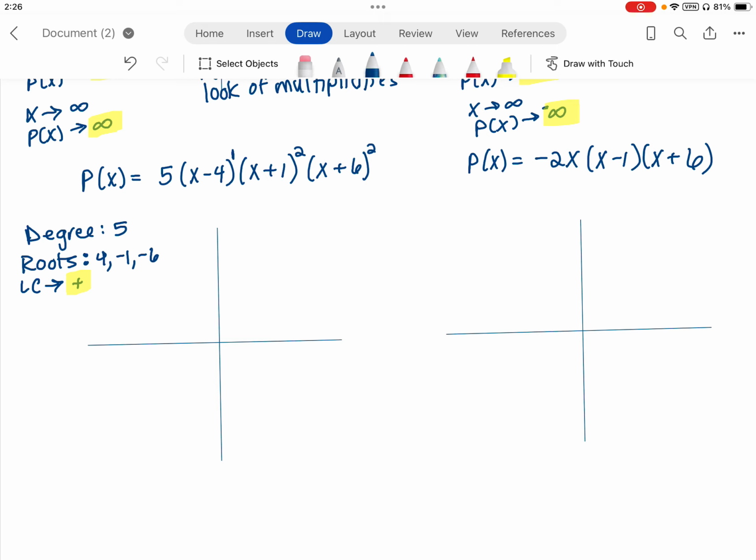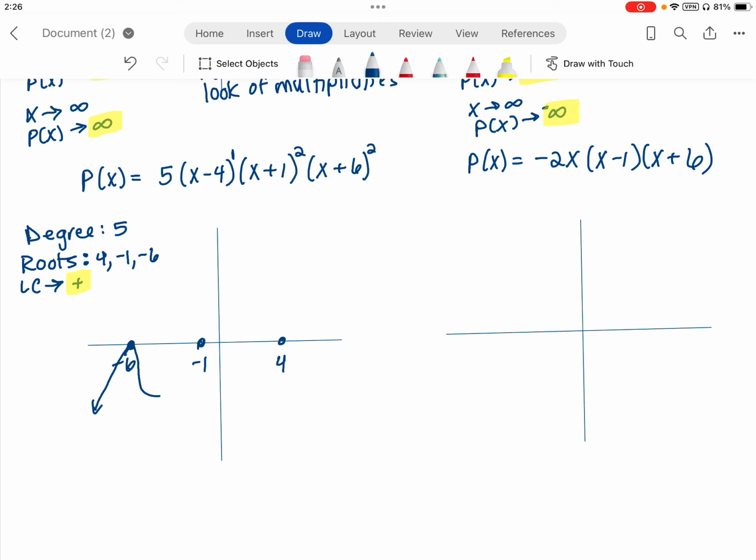So let's plot our points. I have -6, I have -1, and I have 4, okay? At -6, I have a multiplicity of 2. And I also know that this is going to be down on the left side, and it's going to come to this, and it's going to have that quadratic look, so it's going to bump it and turn around. Okay, I have another multiplicity of 2 at the -1, and so let me redraw this a little bit.